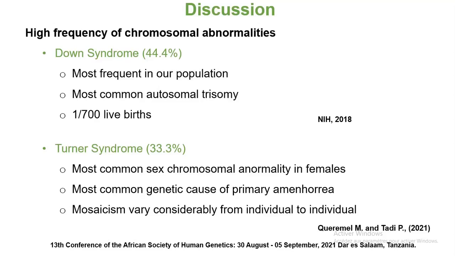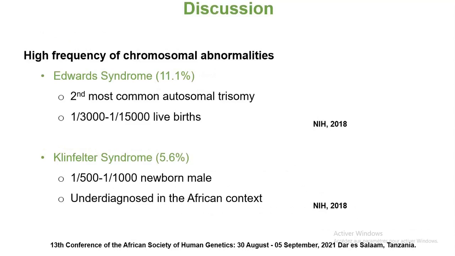In our population, we had 5 cases in mosaic, and these mosaics varied considerably from individual to individual, from mild to severe signs and symptoms. We also had 2 cases of Edwards syndrome. This is the second most common autosomal trisomy, and it affects 1 in 3,000 to 150,000 live births. We also had one case of Klinefelter syndrome. It affects 1 in 500 to 1 in 1,000 newborn males, but it's still underdiagnosed in the African context.